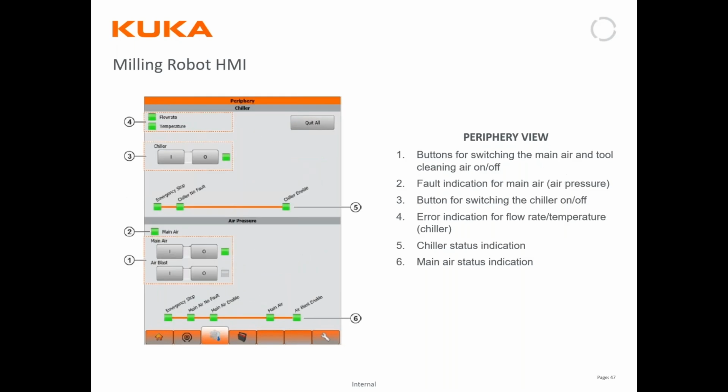Then on the third tab, you get the periphery view. Buttons for switching the main air and tool cleaning are present there. You get the fault indication, a button for switching on and off the chiller, error indication if there's any, the flow rate or temperature errors, chiller status indication, and main air status indication available on the HMI itself.